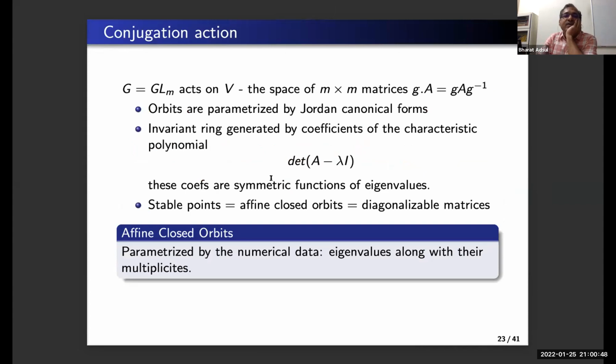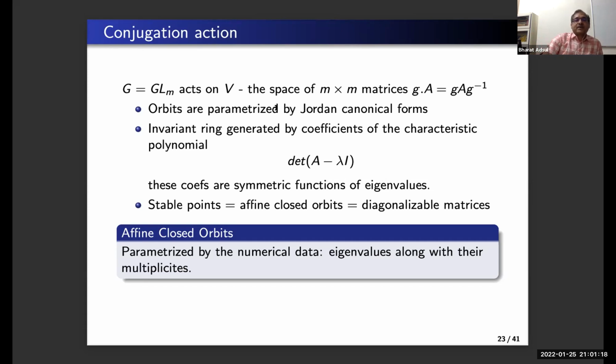I look at this conjugation action, which I already talked about. For the conjugation action, two matrices are in the same orbit if and only if they are similar. So orbits are parameterized by Jordan canonical forms. That's the parameterization of orbits, and of course the invariants are the symmetric functions of the eigenvalues.